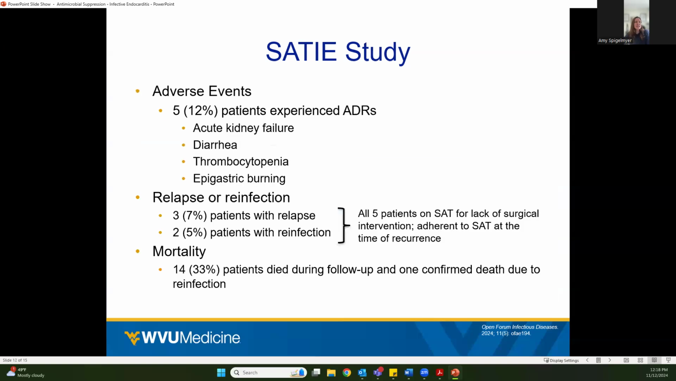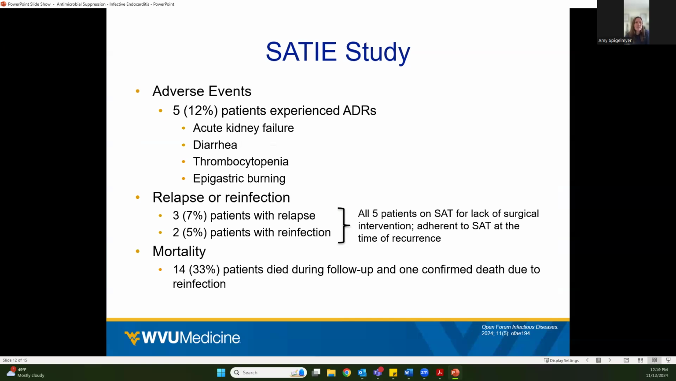On the next slide here, they talked a little bit more about some of the clinical outcomes. So of the 42 patients included, 12 experienced an adverse drug reaction, most of them minor. One patient did have acute kidney failure on sulfamethoxazole trimethoprim, but improved after cessation of therapy. But other patients just experienced diarrhea, thrombocytopenia, or epigastric burning on doxycycline.